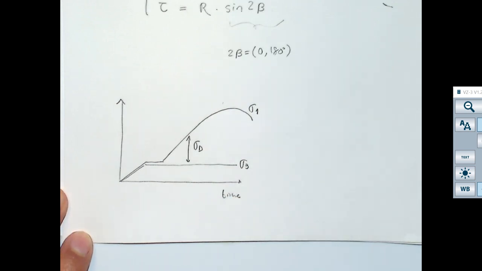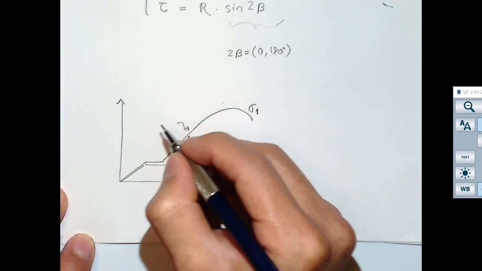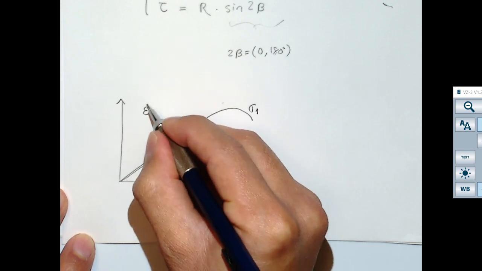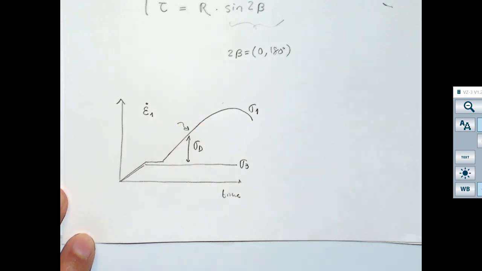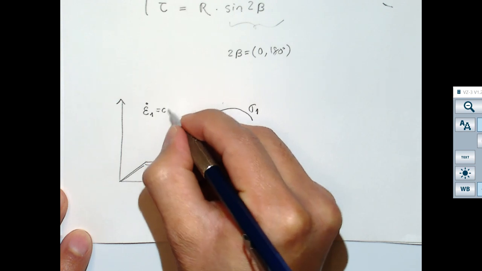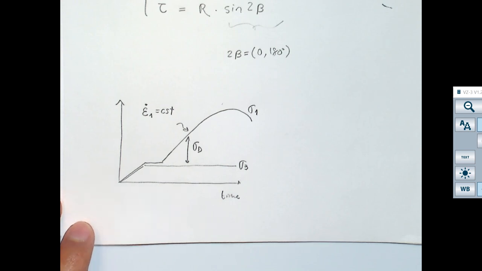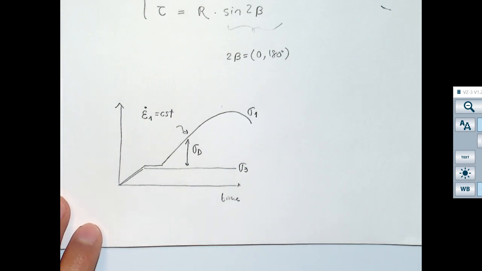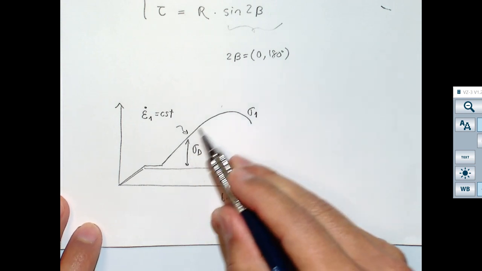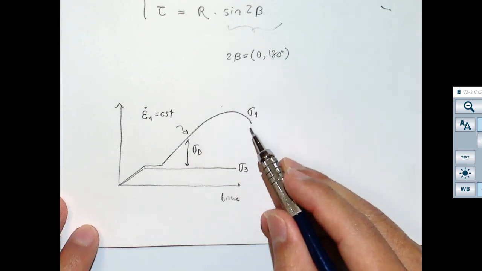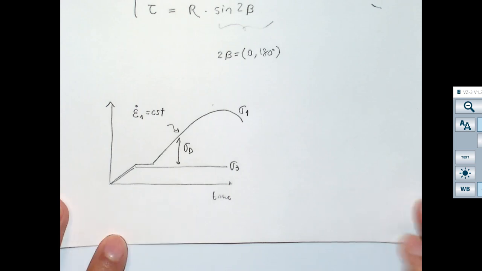And usually these tests are run at what is called a constant strain rate, which means exactly as you do in the machine downstairs, you fix a velocity, say 0.02 inches per minute, and you increase the load at that rate until the rock fails.